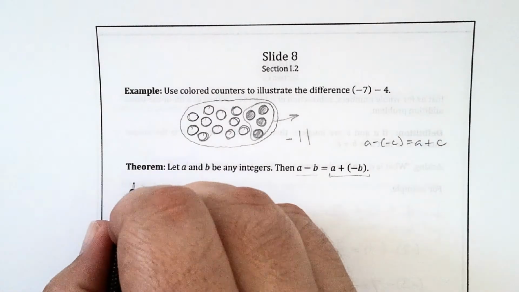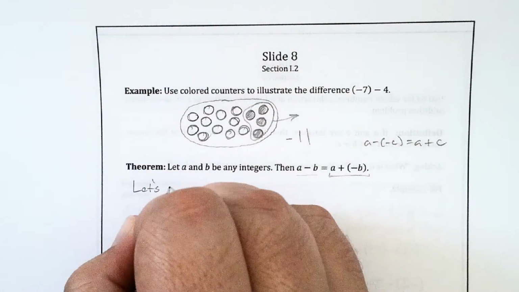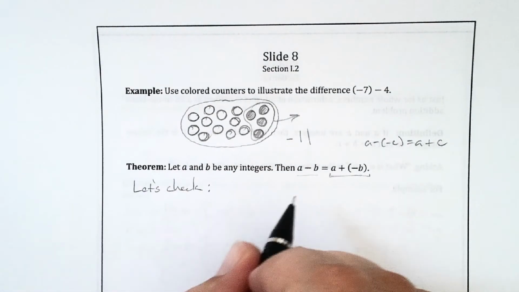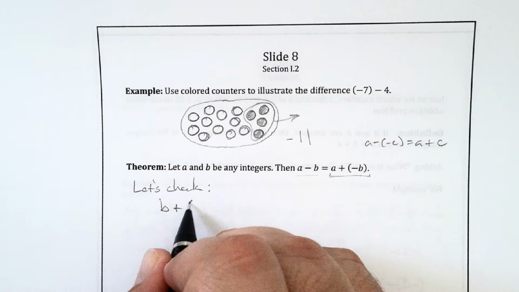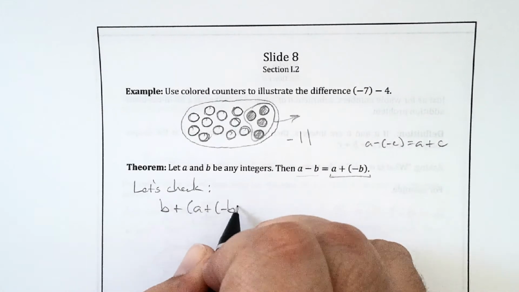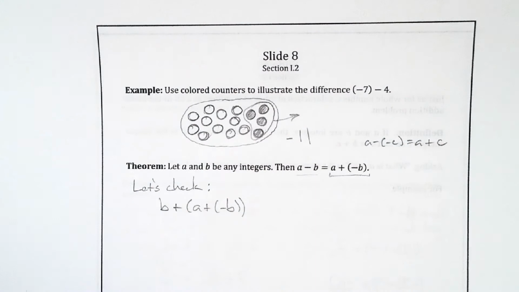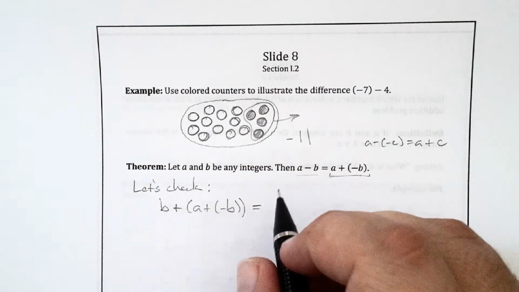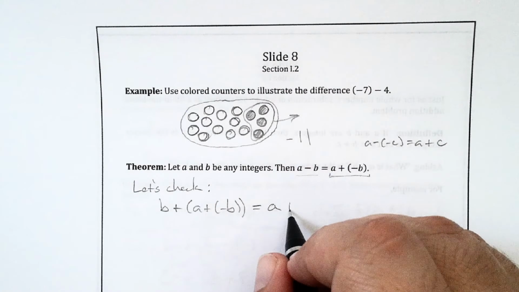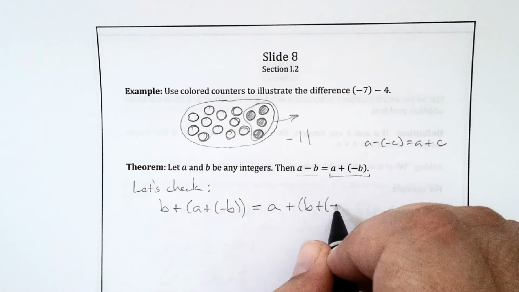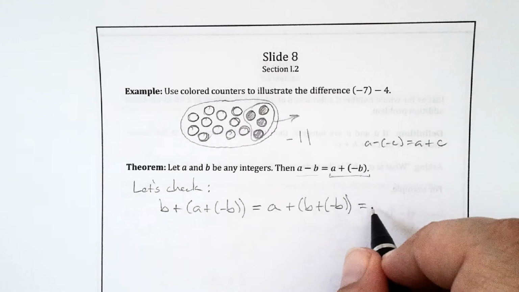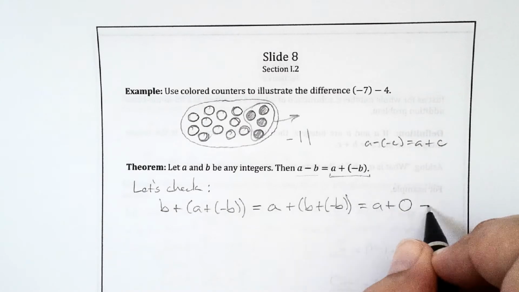So let's check. Okay, this is the proof of the theorem. If I do b plus a plus minus b, well, I can rearrange things using the commutative and associative properties to write this as a plus b plus minus b. But b and minus b are inverses or opposites of each other. So this is a plus 0, which is a.